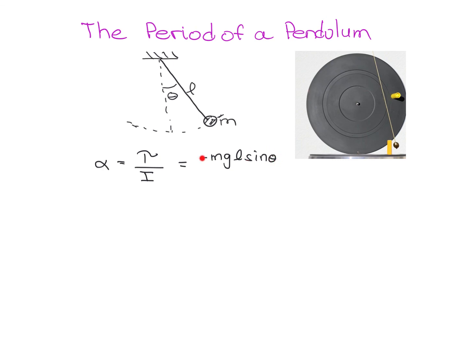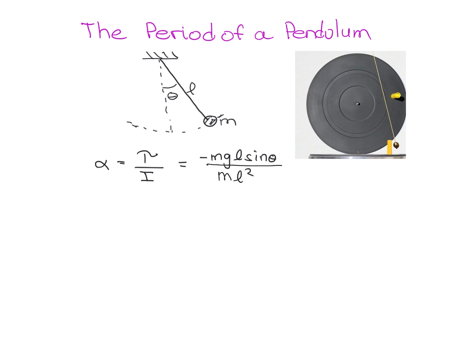And we need the minus sign here because the torque acts to restore the pendulum back towards theta equals 0. So if theta is a positive quantity, the torque is going to act in the opposite direction to try to move the pendulum back towards this equilibrium point. So that's the numerator here. And then the rotational inertia of a point mass, in this case, is simply mL squared.